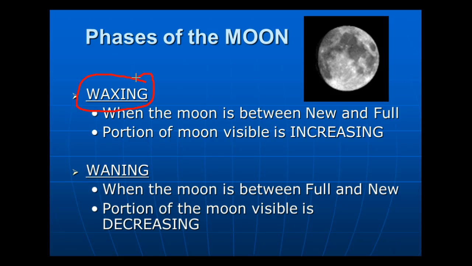Waxing means that every day or night we see a little bit more of the moon. So write that down. Waxing phases, we see a little bit more of the moon. Now in a bit we'll see why that happens, but for now understand that the portion of the moon visible is increasing like they have right here. So we're going to go from not seeing the moon at all to seeing a little bit more of it. These are the waxing phases.